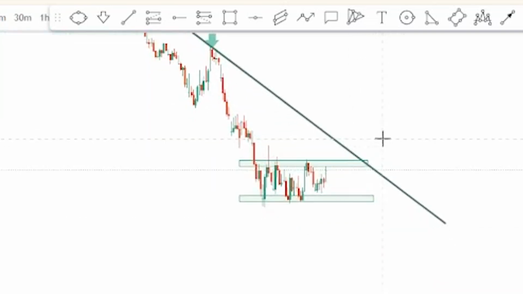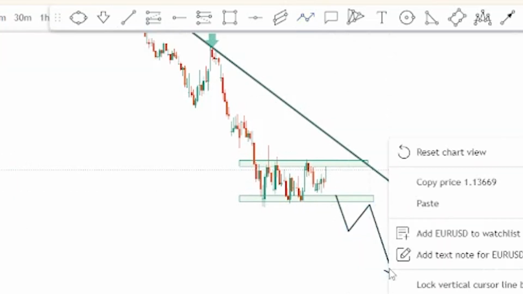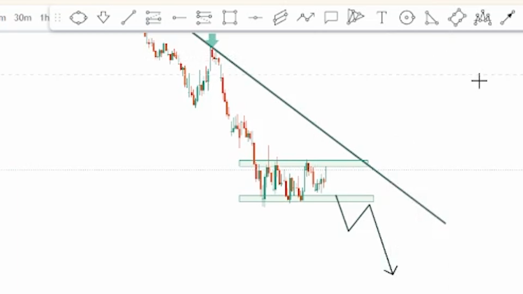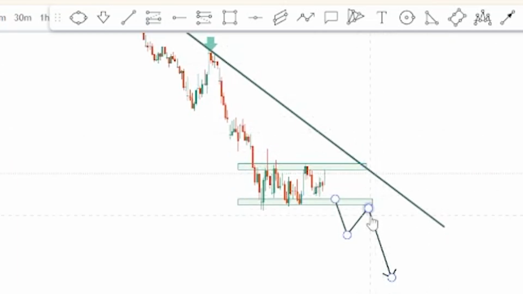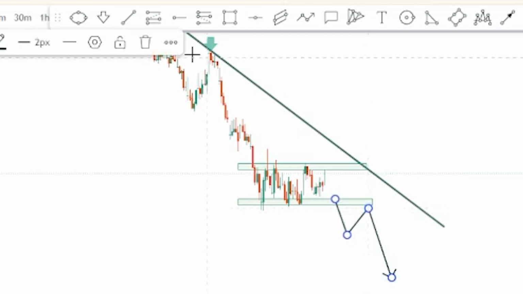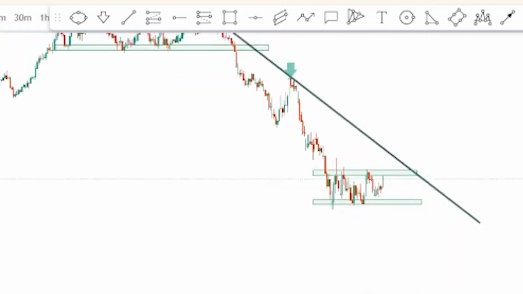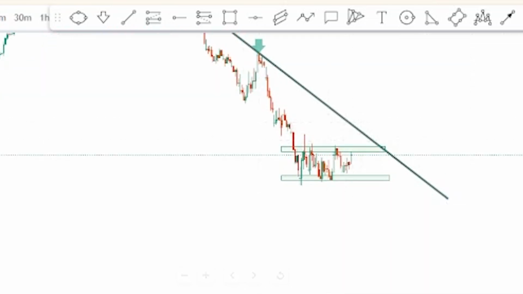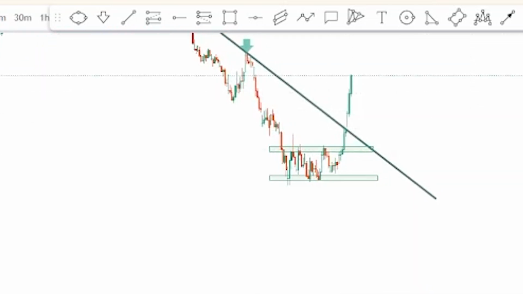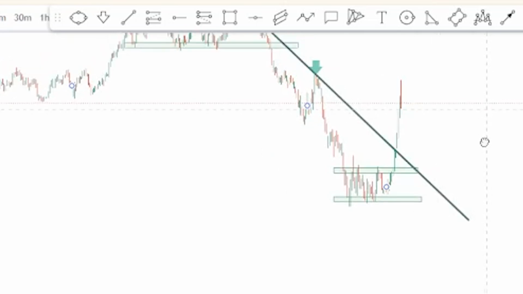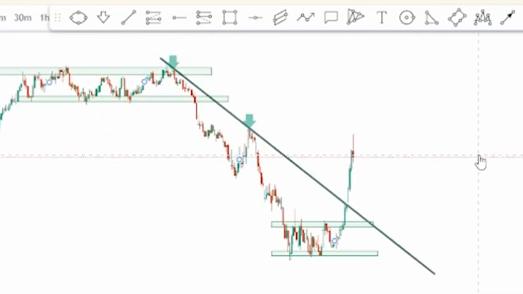Or if we stay below the trend lines and break below this area, it means it is a downtrend continuation. So let's see if the market is going to break across the trend line to the upside, or we are going to continue below the trend line to go downside. Okay, let's see. Now we end up crossing the trend line as a sign of reversal.